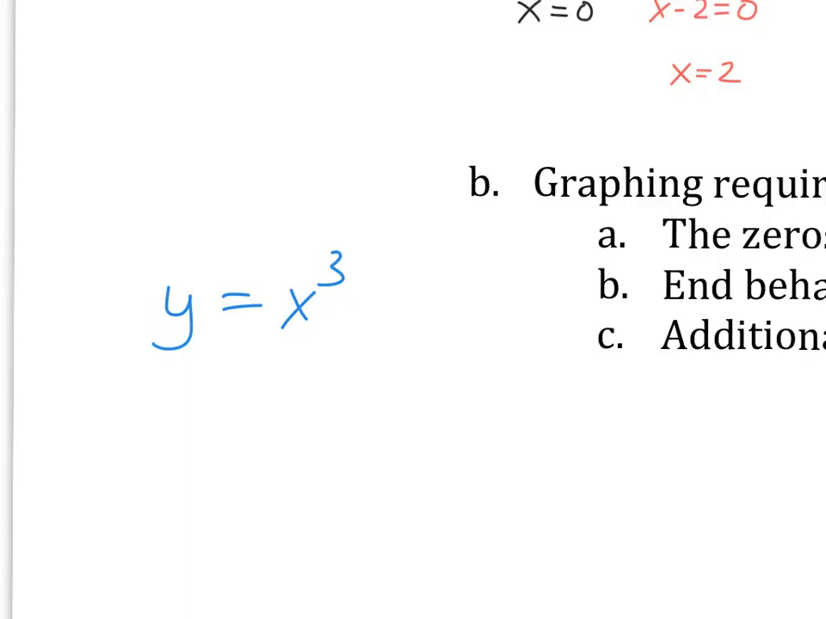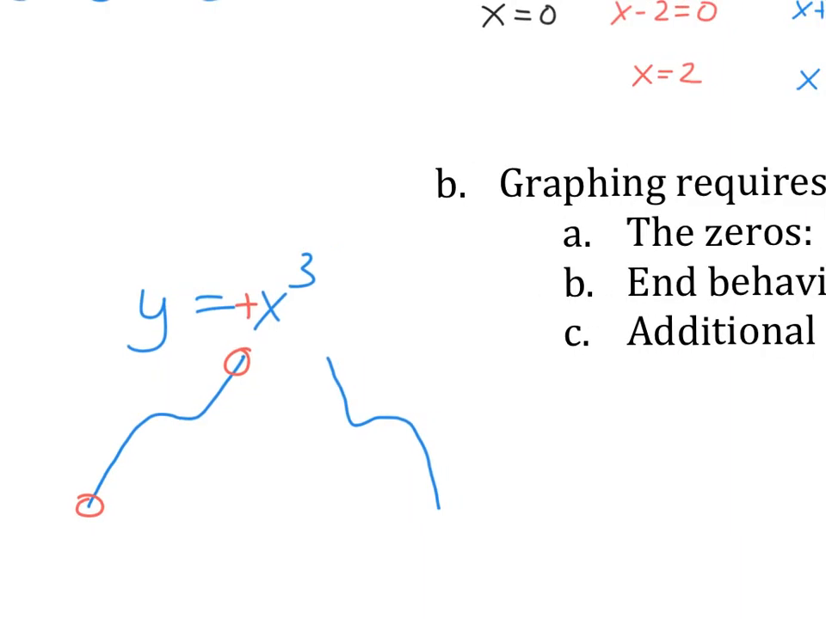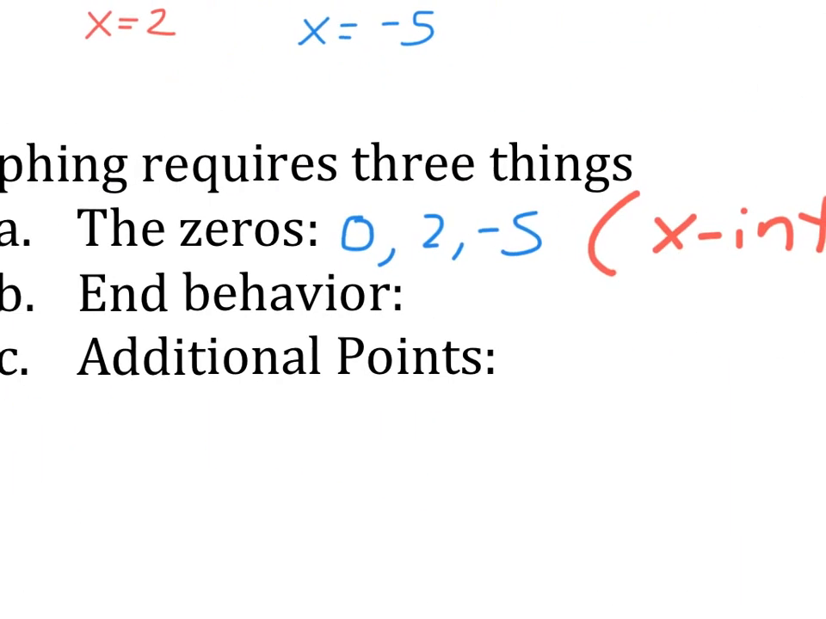So, we know because it's cubic, its basic shape will be like this or down, like that. So because a is positive, we know that it's going to be down up. It's going to be a down up. So the end behavior is down up.